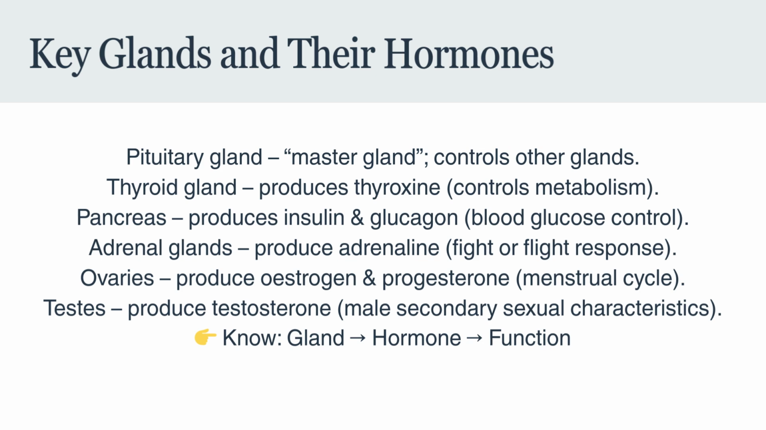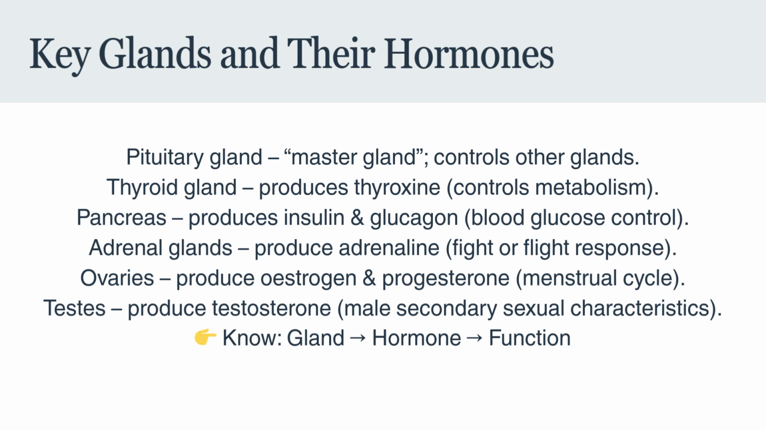The next one that we need to know is the thyroid gland. This releases thyroxine, and thyroxine is the one that controls metabolism, how fast your body's chemical reactions happen. Then we have the pancreas. This is crucial. It releases insulin and glucagon, which control blood glucose levels. The adrenal gland releases adrenaline, the fight or flight hormone. It increases heart rate, breathing rate, and blood flow to muscles.